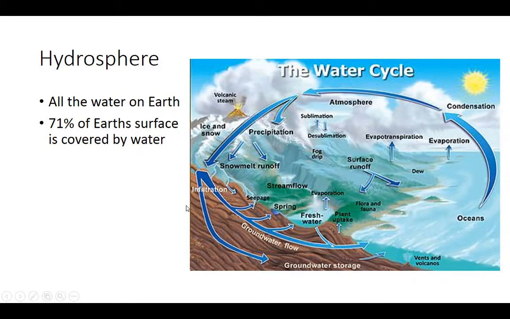Hydrosphere is all the water on Earth. So there is some water in our atmosphere. There's some water in the ground, some water in living things. So a lot of these spheres overlap with each other, and that's fine. But if it's water, then it's considered part of the hydrosphere.